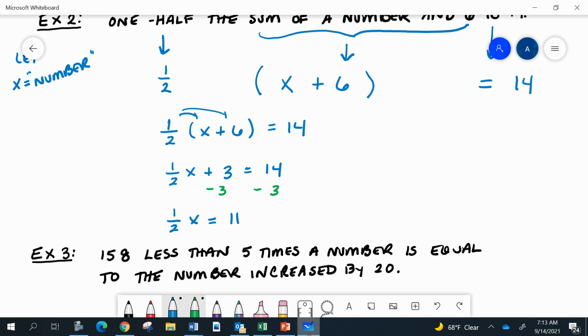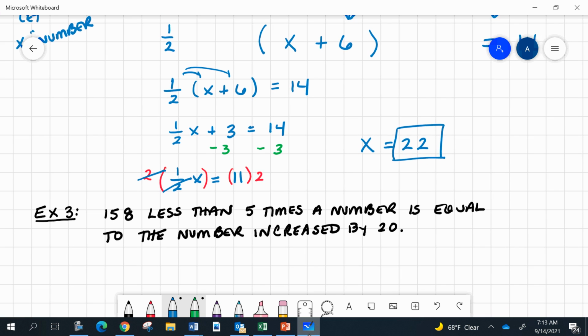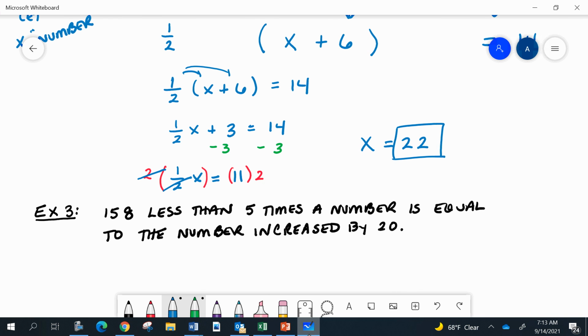Now, what are we going to do to undo one half? Well, I'm going to multiply by the reciprocal, 2, okay? I'm going to multiply both sides by 2, because 2 times a half is 1, and so what we just did was get the x by itself. And 11 times 2 is 22, so that means that 22 is the number that we were trying to solve for, okay?